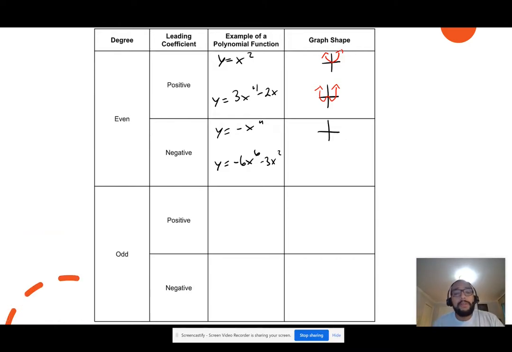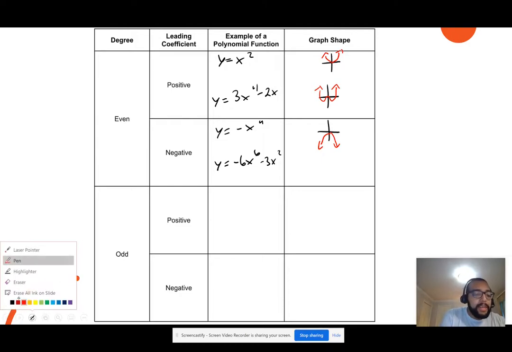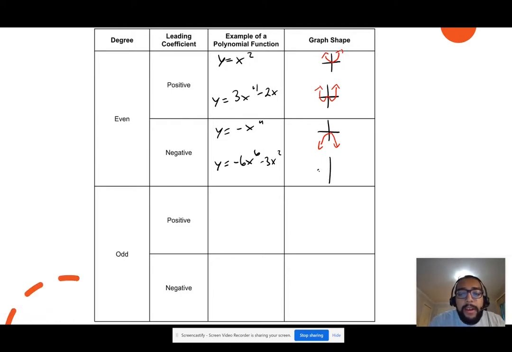So for this first one, since the highest degree is even and the leading coefficient is negative, that means that with this graph both ends are pointing down. Same thing for the second one. If I gave you y equals negative 6x to the 6 minus 3x squared, I don't really know too much of how this looks, but I do know that the ends are going to be pointing down.